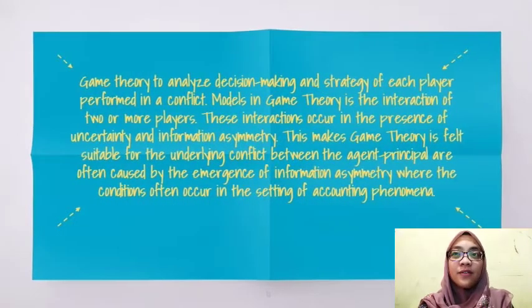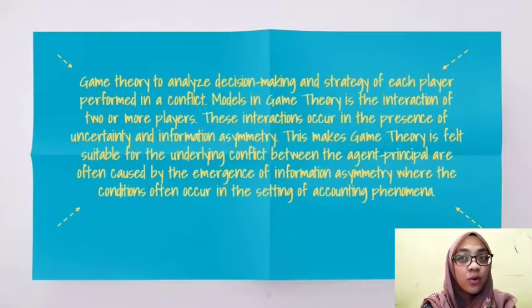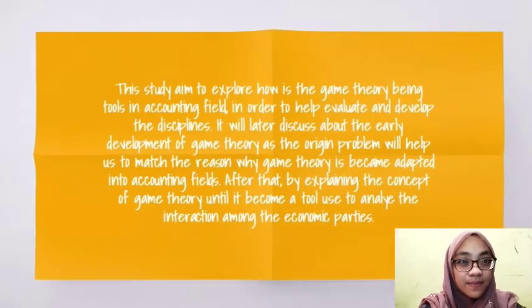For now, we can say that game theory is used to analyze decision-making and strategy of each player performed in a conflict. Models in game theory involve the interaction of two or more players. These interactions occur in the presence of uncertainty and information asymmetry. This makes game theory suitable for the underlying conflict between the agent and principal, which is often caused by the emergence of information asymmetry, where the conditions often occur in the setting of accounting phenomena.